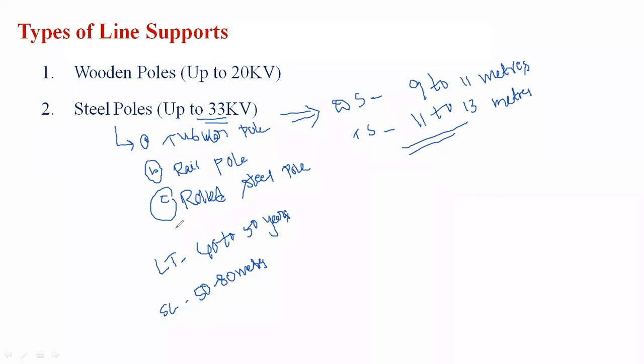The steel poles are classified into three types. One is the tubular pole, the rail pole. Another one is the rolled steel pole. All of these are used for transmission as well as for distribution purposes.